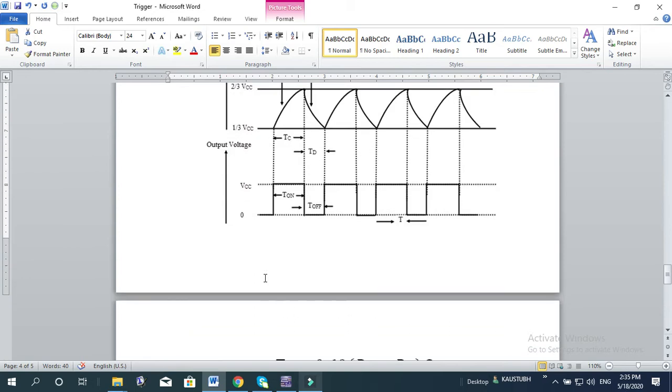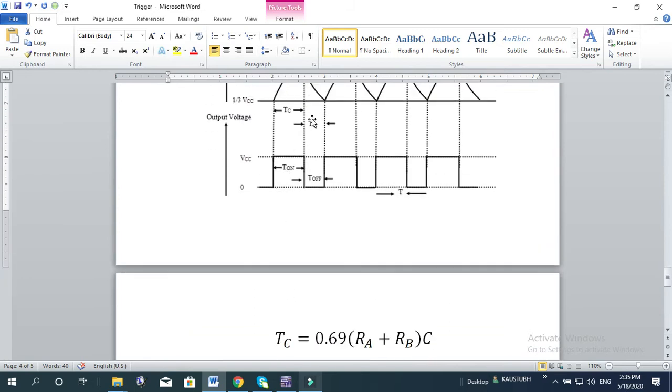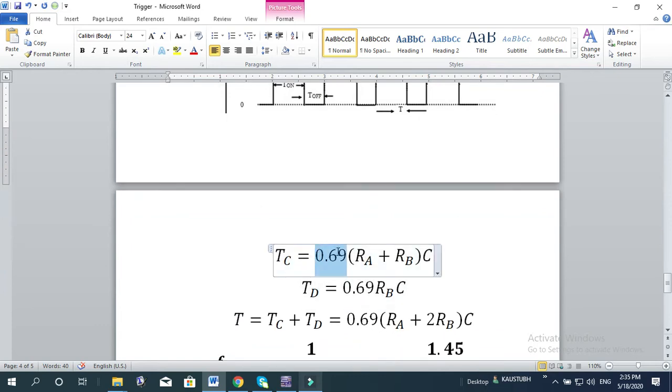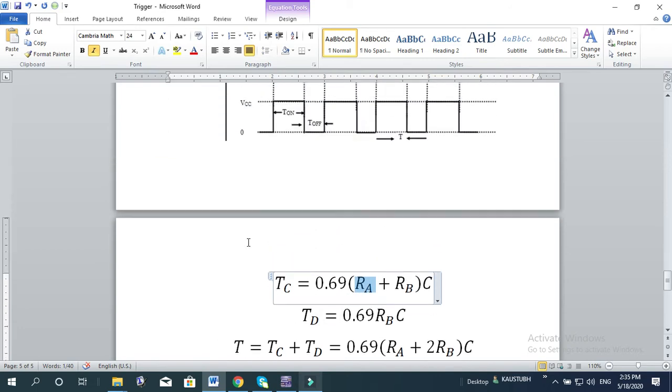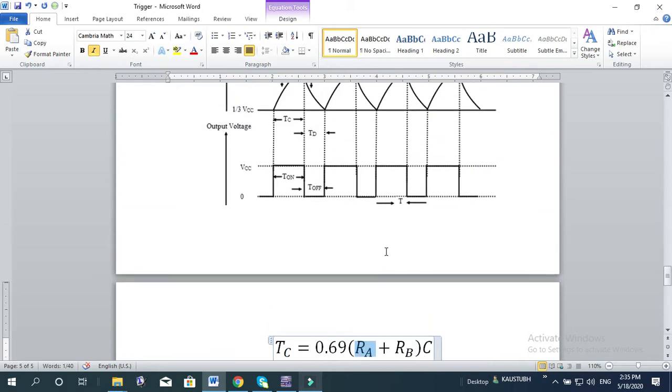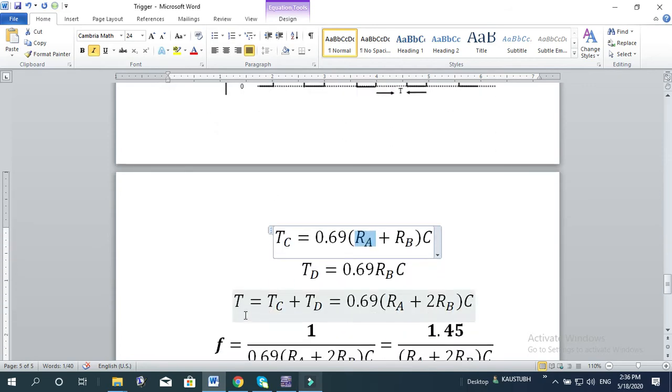So I am not deriving it here, but if you go through the derivation of this charging time Tc, it will come out to be 0.69 into (RA plus RB) into C, and the discharging time Td will be 0.69 into RB into C. So therefore this Tc is the on time for this pulse, and Td, that is the discharging time, is the off time for this pulse. So the total time of the output waveform, in one period, is T on plus T off. Okay, that is nothing but Tc plus Td.